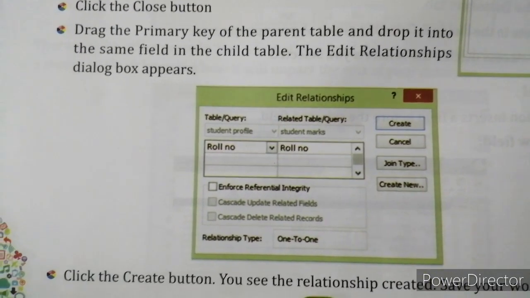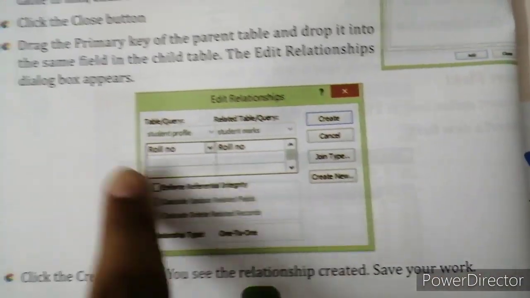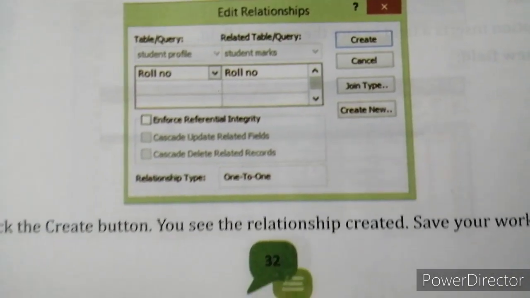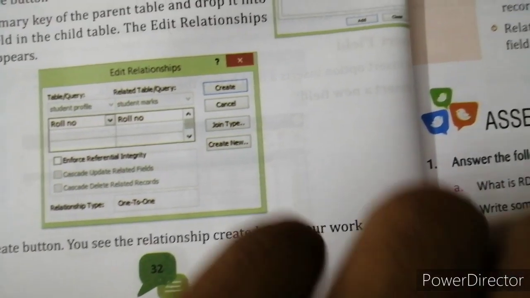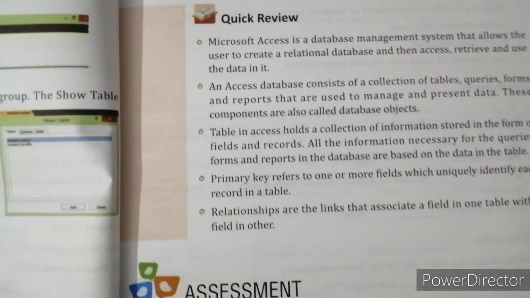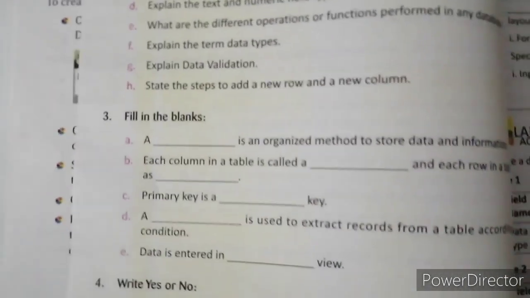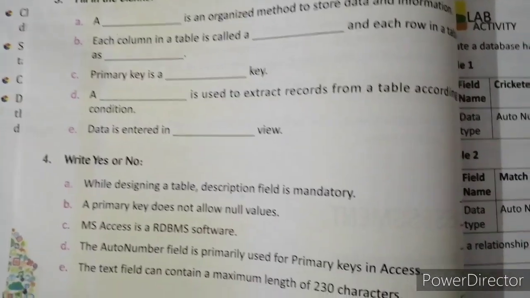The edit relationship dialog box appears. This is the edit relationship dialog box. Click the create button, you see the relationship created. Save your work. Yes, this is all about MS Access. In this chapter we will discuss the question answers of the exercise in our next class.